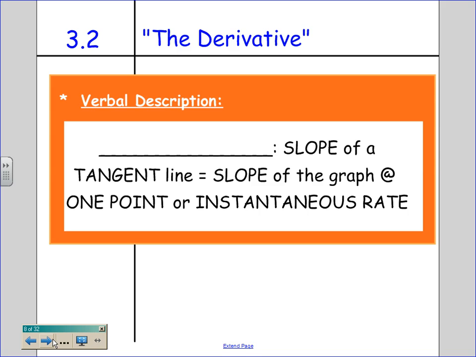What is the slope of a tangent line? What is the slope of the graph at a point? What is the instantaneous rate? What are all of those ideas combined into as a term? The derivative.